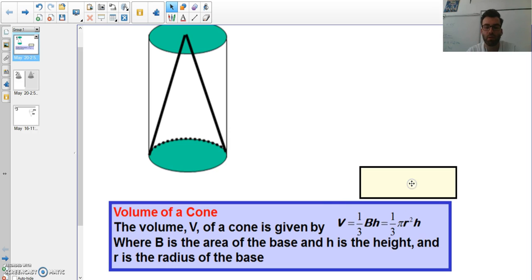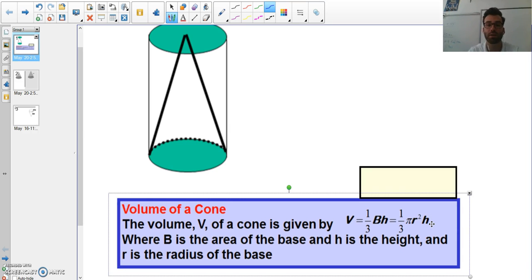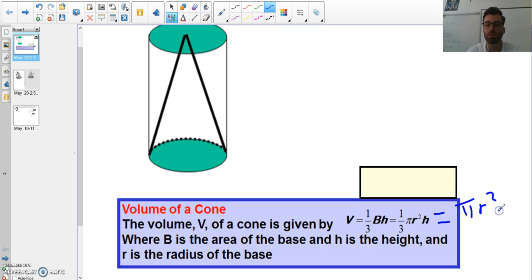To find the volume of a cone, hopefully you came up with this, okay? It's 1/3 area of base times your height, which can also be referred to as 1/3 pi r squared, because your base is a circle, times your height. And you will see me write it like this, where I write pi r squared times the height all over 3, just to make it easier on you.